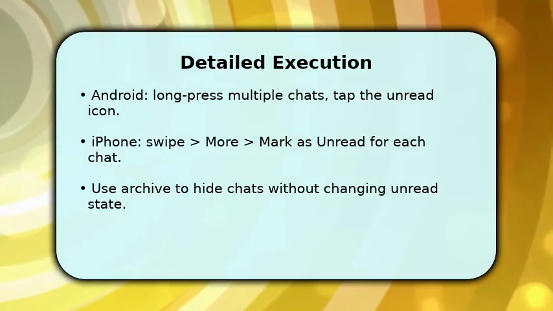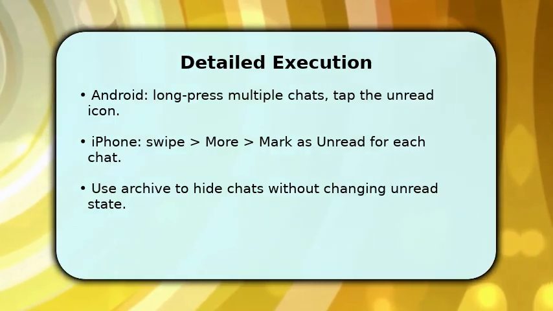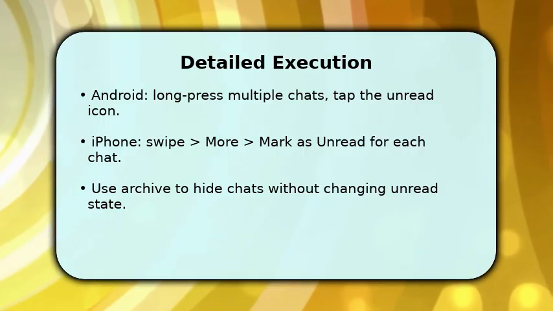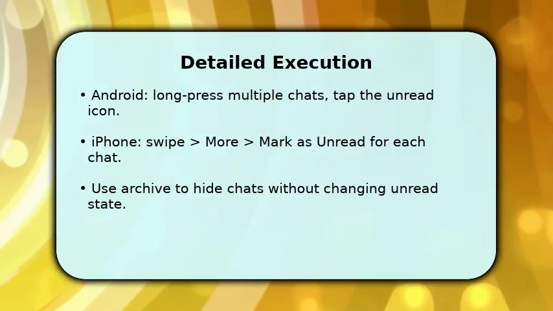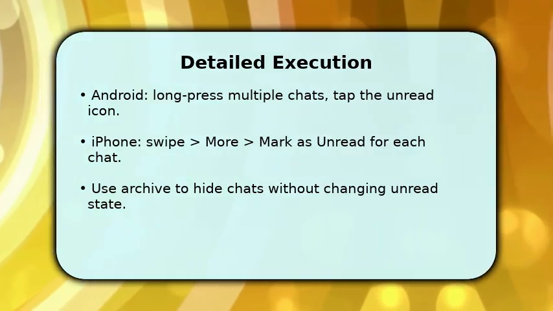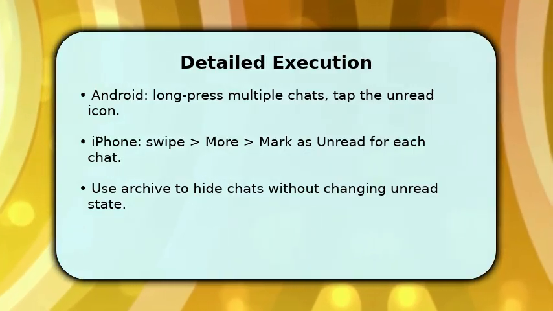On Android, long press any chat to select, then tap the unread envelope icon for one or many conversations. This preserves the message timestamp, but resets the blue ticks only on your side. On iPhone, swipe a chat, choose More, then Mark as Unread. Repeat per chat since bulk options are limited.